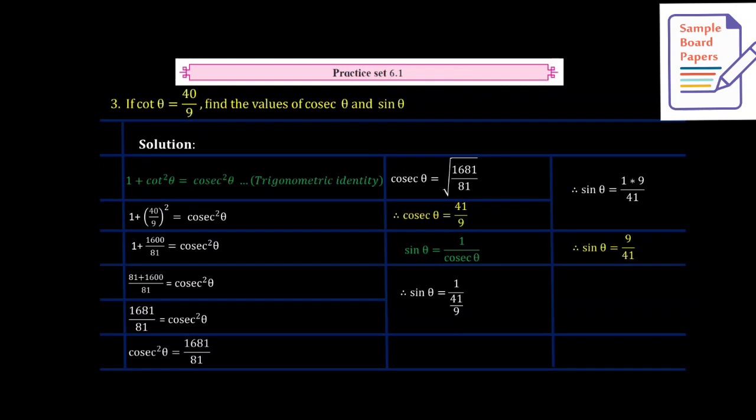All the three questions are similar only. First you have to use a trigonometric identity, and then you have to use the reciprocal formula. Any one reciprocal formula you can use and you can get the answer. So first part was cosec theta, and cosec theta we are getting 41 by 9, and second part was sine theta, and sine theta is 9 by 41. See here in the sum, yellow color is our answer and green color is the formula which we are using here.